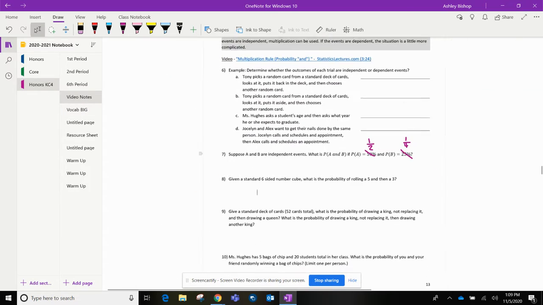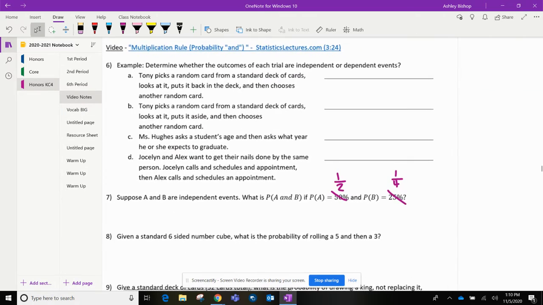But now we're going to be on page 13 and do a couple of examples. And these first examples just work with independent versus dependent events. And so remember, independent events do not affect each other. What happens in my first event doesn't really have an effect on my second event. For dependent events, that's not the case.